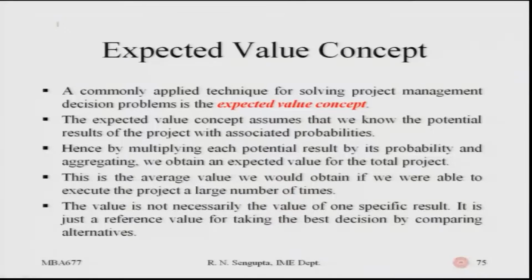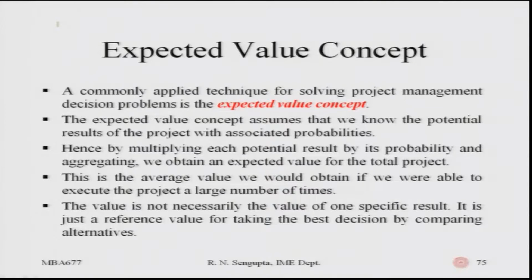A commonly applied technique for solving project management problems is the expected value concept. We will come to that later on. We have been mentioning the mean value, and it has something to do with the concept of mean value. The expected value concept assumes that we know the potential result with some associated probability. So, if the associated probability is known, we have the expected value, and we also have the variance, because both expected value, which is the first moment, and variance, which is the second moment, would give us a lot of information and implication of how the project is going.